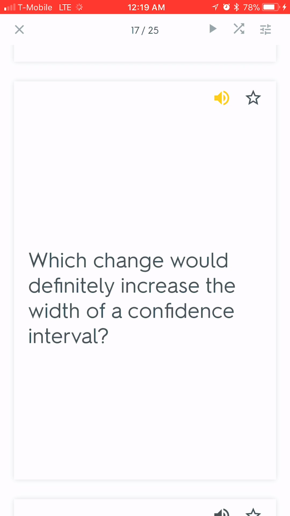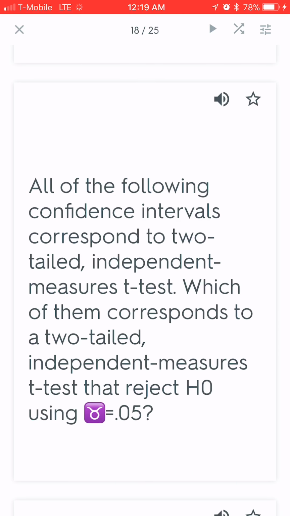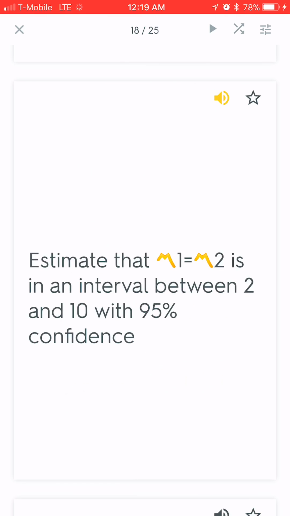Which change would definitely increase the width of a confidence interval? Increase the level of confidence. All of the following confidence intervals correspond to two-tailed independent measures t-tests. Which of them corresponds to a two-tailed independent measures t-test that rejects H0 using α equals 0.05? Estimate that μ1 minus μ2 is in an interval between 2 and 10 with 95% confidence.